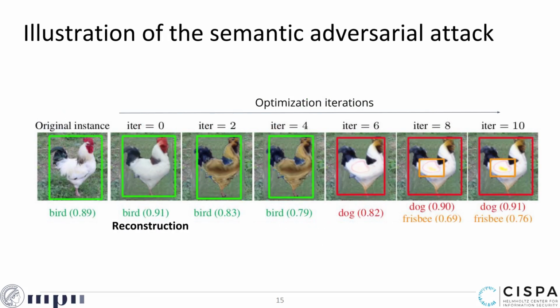Here's an example of the optimization. We start from a reconstruction of the bird at iteration 0 and edit its appearance to drop the detector's confidence. By step 6, the detector mistakes the bird for a dog, and by the 10th step, the detector confidently sees a dog with a frisbee, fooled by the yellow disc-shaped feather in the new appearance.